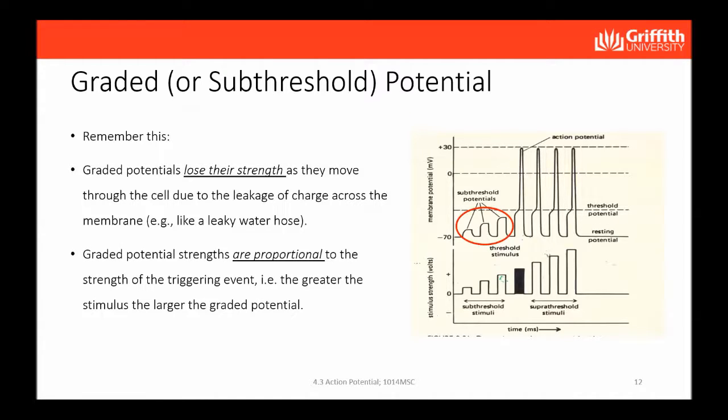The strength of a graded potential is directly proportional to the strength of the triggering event. Graded potentials are essential in initiating action potentials, the longer distance signals. Once graded potentials reach a threshold, they trigger the propagation of an action potential by opening voltage-gated sodium channels.